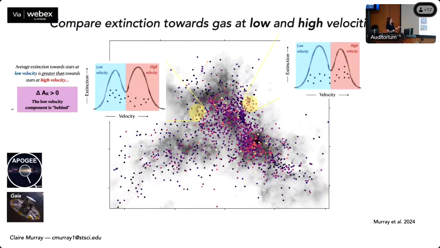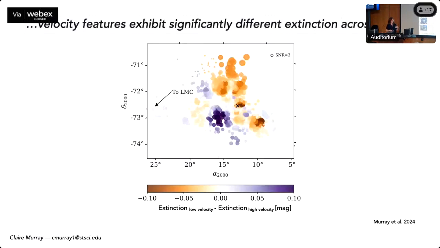Conversely, if we have more dust towards the high velocity component than the low velocity component, then the high velocity component is behind. And so we can do this across the face of the galaxy over many trials, which try to take into account the influence of outliers and our assumption about the connection between the stars and their gas clouds. We end up with a map that looks like this.